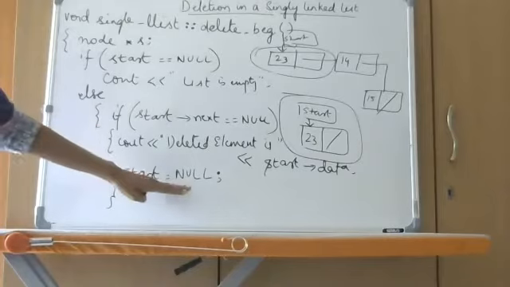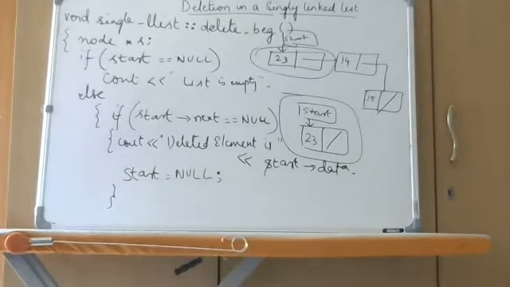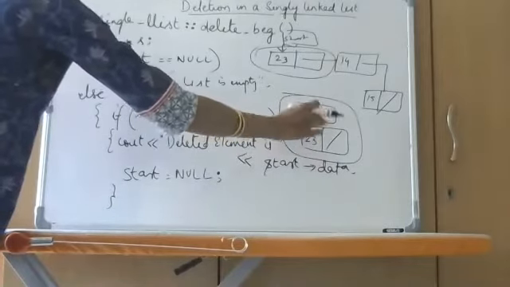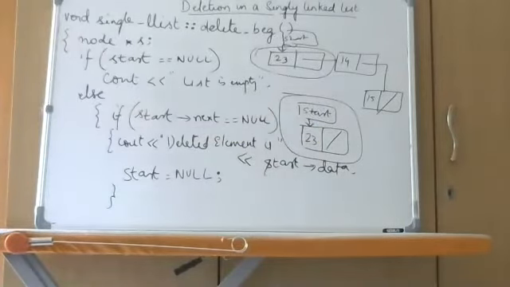Then I have to set start is equal to null. That is because you had only one element. You have deleted that element and then start is set to null. That means there are no more elements in the list. That is what we are trying to do.